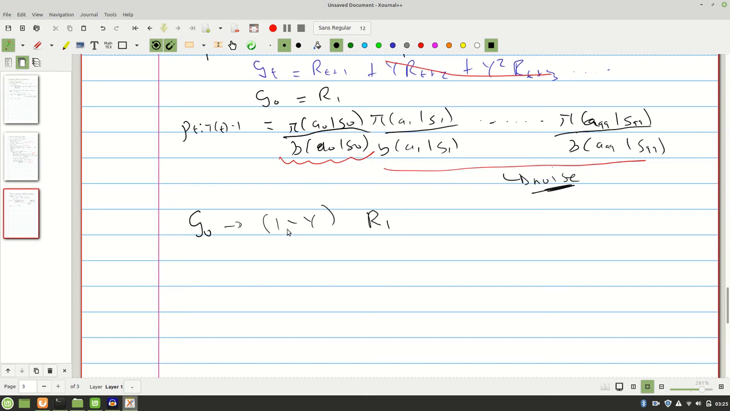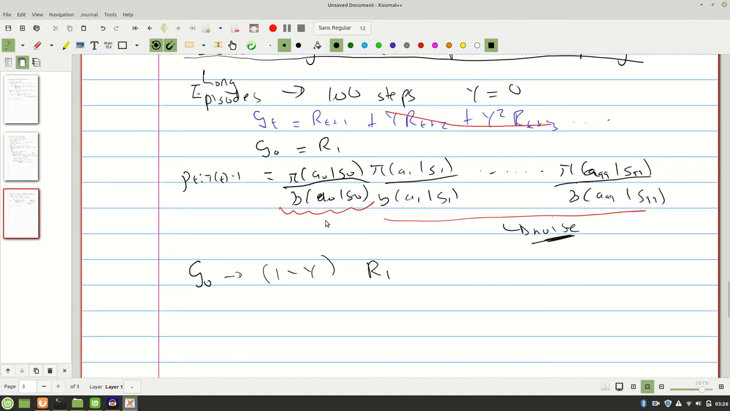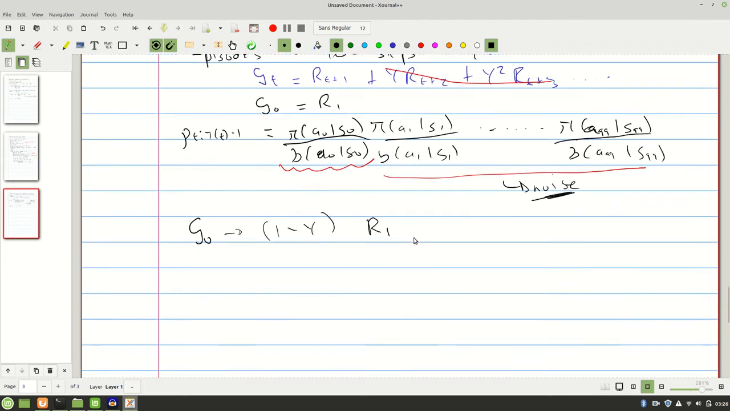What's the idea here? Just think of it this way. If someone asks, given our discounting term, how does it affect the probability that we terminate after one time step? Well, if gamma is 0, then this probability is just one, and we'll only get R1. If gamma is 1, then this is 0, because we're going to be going through the entire sequence. So that's how you can loosely think about it.